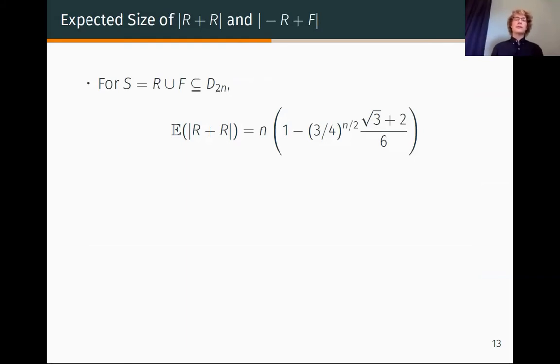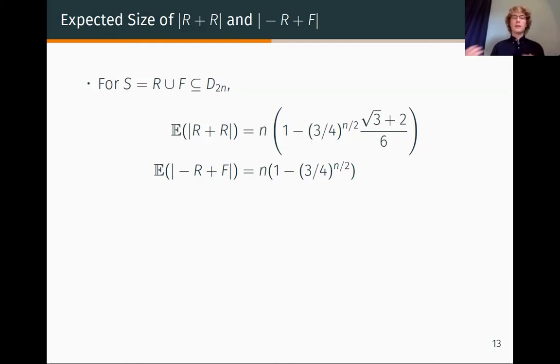So now using these exact results, we can find the expected size of R plus R and negative R plus F. For both of these, we find the probability that an element is in these sets by subtracting the probability that it's not from 1. These two probabilities here are the probabilities that an element is in R plus R, given that it's possible. Then we multiply that by n, which is the number of possible elements of R plus R. For R plus R, all of the possible elements are rotations, and there are n rotations.